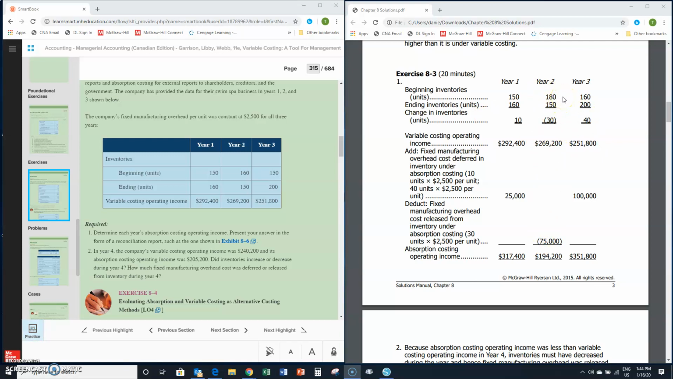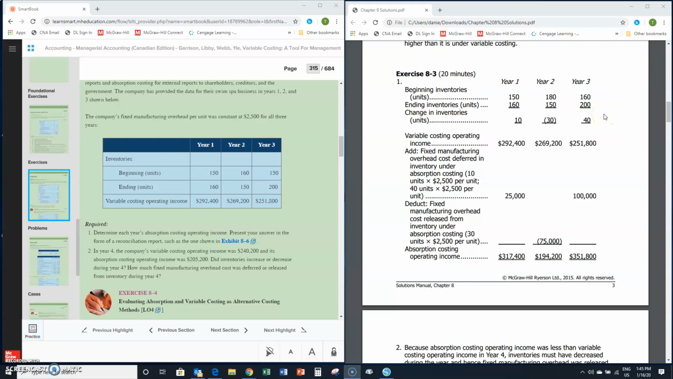So we began with 180 units and ended with 150 units. Our inventory decreased by 30 units. Because our inventory decreased, those units were released from inventory. So now we recognize that those fixed manufacturing overhead costs were released and are included in this year. So we deduct fixed manufacturing overhead costs released from inventory. It's the 30 units times the $2,500 per unit, so $75,000 we deduct to get absorption costing operating income of $194,200.